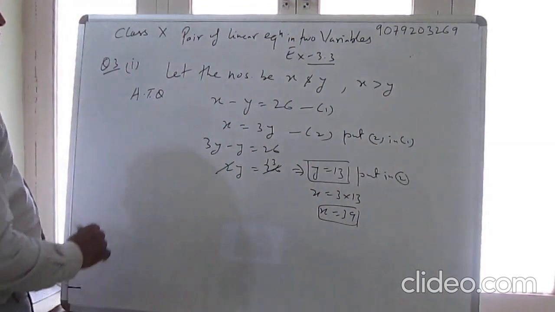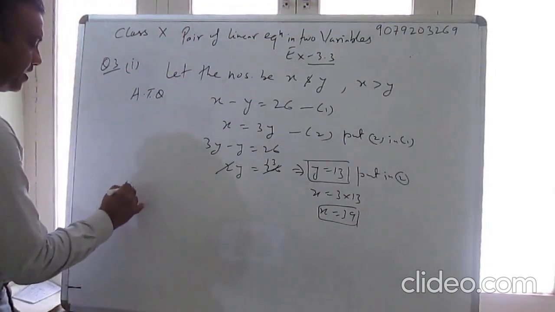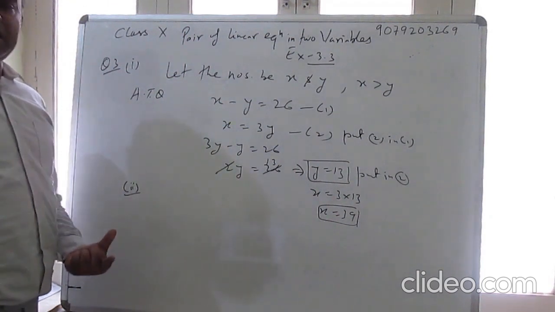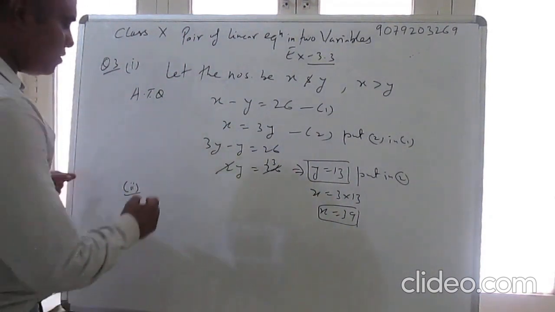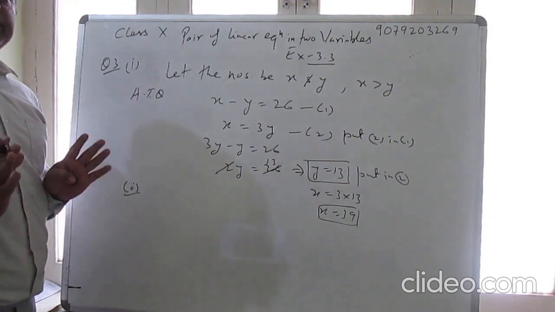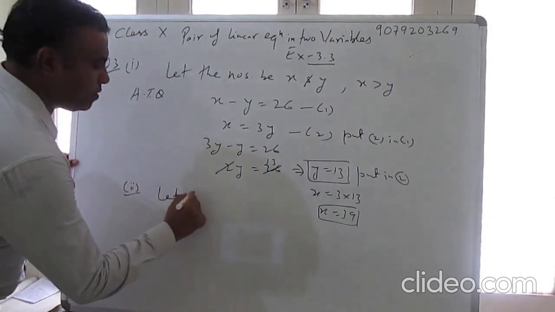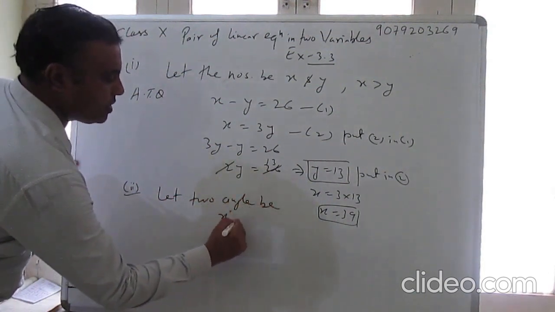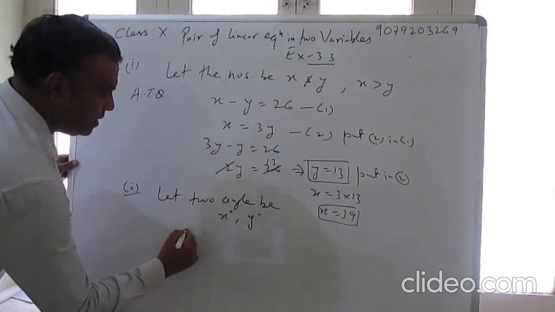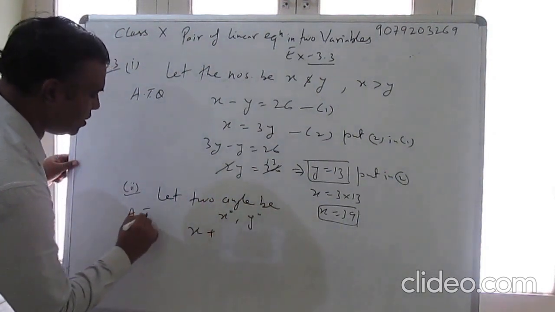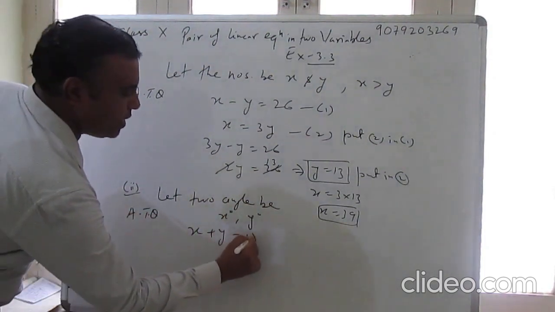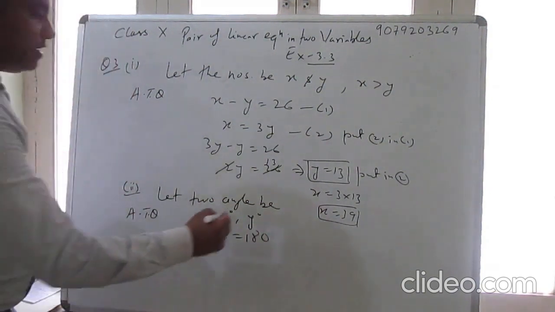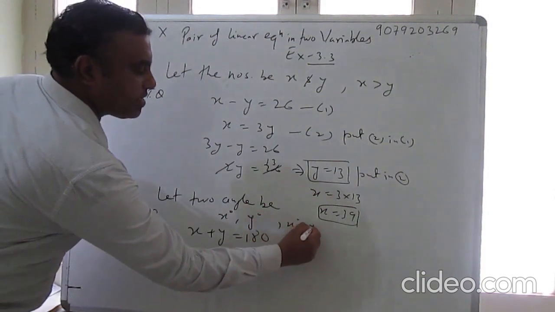Now, second part: I will take the larger of two supplementary angles. You know what a supplementary angle is? Supplementary angles sum to 180. Let the two angles be x degree and y degree. According to the question, their sum is given as 180. Here one angle, x degree, is greater than y.